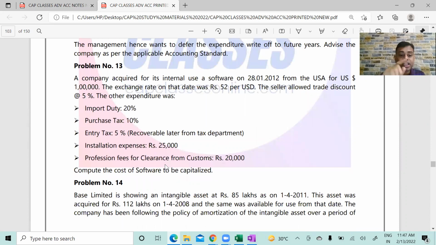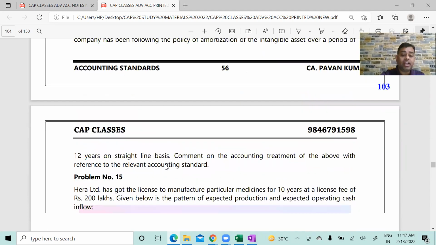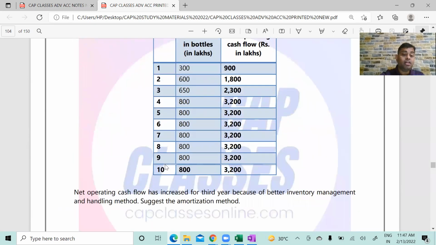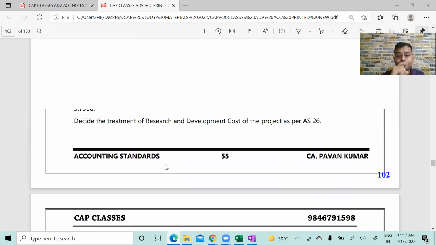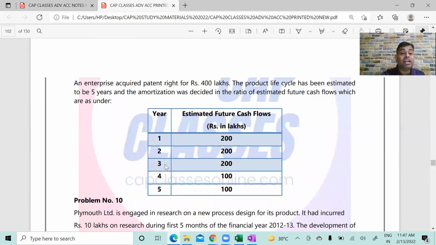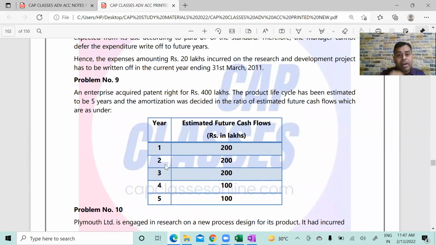13 is about initial recognition. 14, 15, and 9 are about measurement: how to amortize, how to carry, how to show the carrying value of the asset in the balance sheet. So interesting things. All the 15 questions you have to solve again yourself.